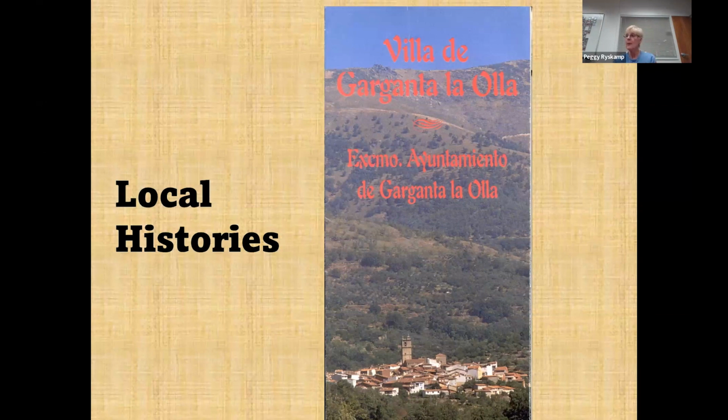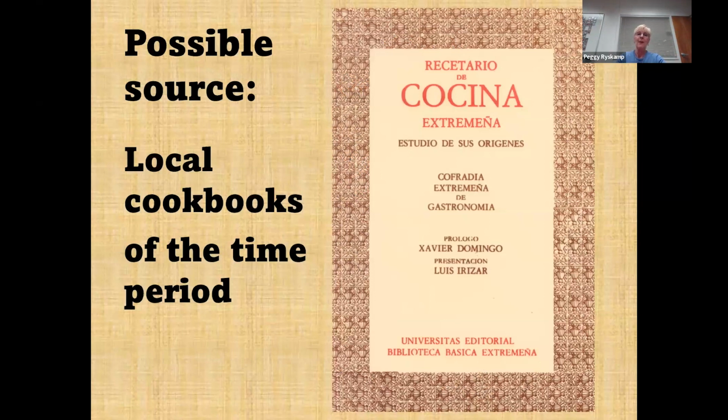their local libraries should have things. It's a good place to begin, and fortunately, because of online, there's so much more available than there used to be, and you can find things online instead of needing to actually go to the town itself. And then you can always Google and get pictures as well. Cookbooks. A local cookbook for the time period is so fun as a way to get a sense of what they were actually eating.